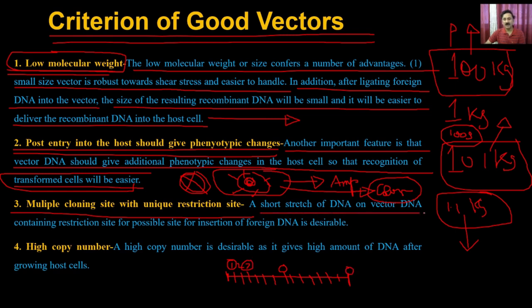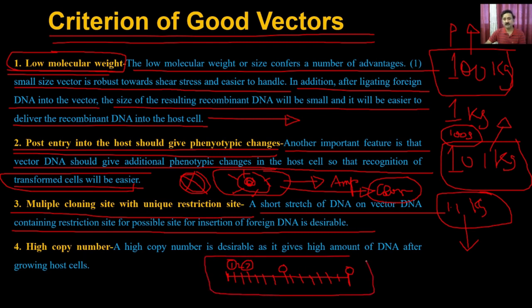So a small stretch of DNA on a vector containing restriction sites for possible insertion of foreign DNA is desirable. If you have multiple sites, you have more and more flexibility of choosing 1 and 3, or 1 and 4, or 1 and 8, or something like that, because all these have to be chosen as per the set of criteria, such as which restriction enzymes are not present on your insert DNA.